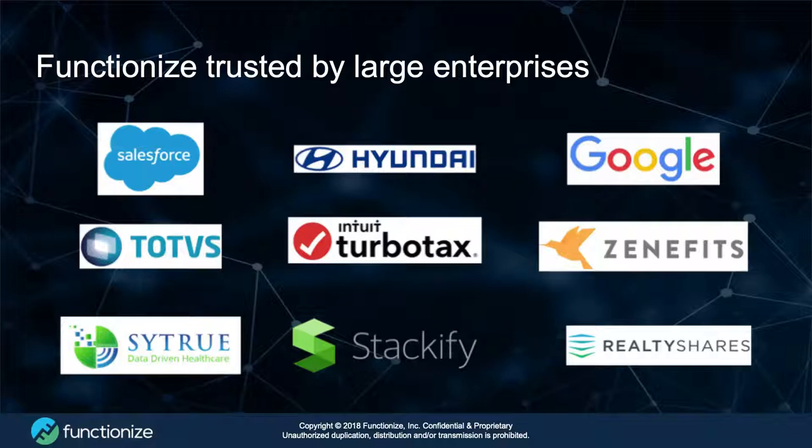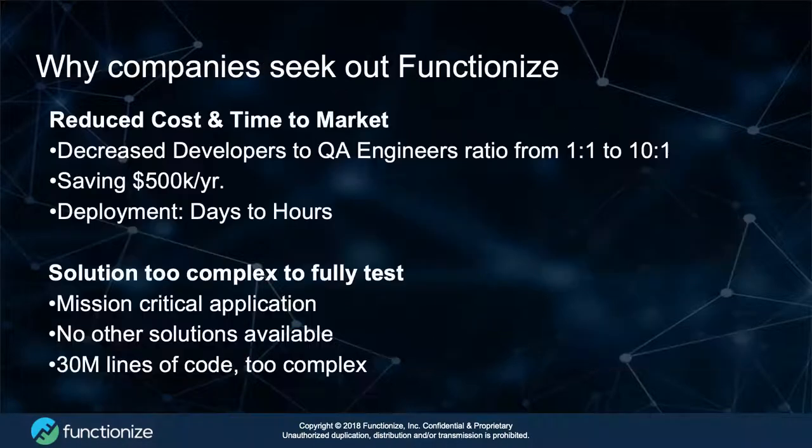So Salesforce, as I said before, Google, TurboTax, a number of customers that we work with right now. So why do companies want to work with Functionize? Well, by using artificial intelligence, we're able to reduce cost and time to market. So decrease the developer to QA ratio.